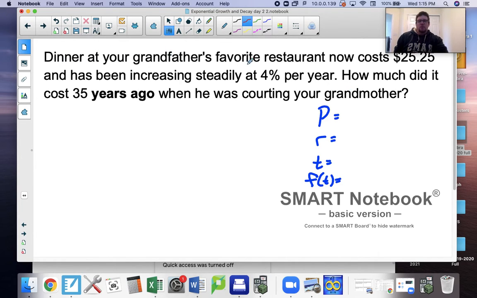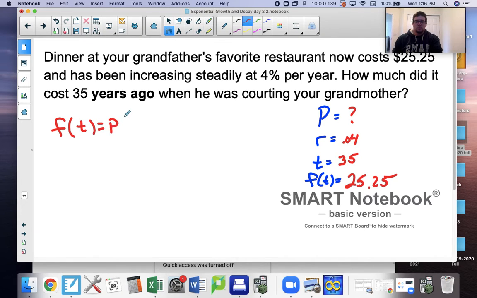So at your grandfather's favorite restaurant, it costs $25.25. That price has been increasing 4% every year. We want to know what was the price 35 years ago. So the equation that we want to set up, f of t, P times 1 plus r to the t. When we plug in our numbers, we know that the final price is $25.25. We don't know the initial. We know the rate and we know the time.